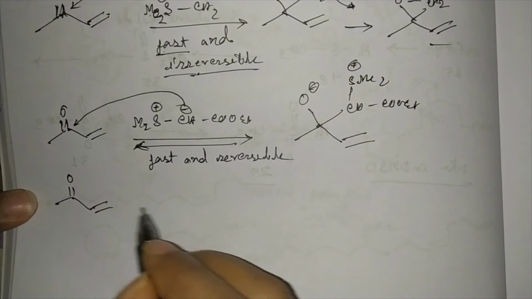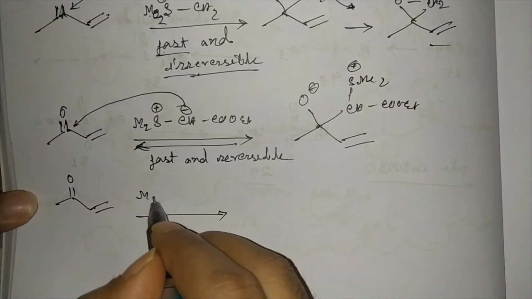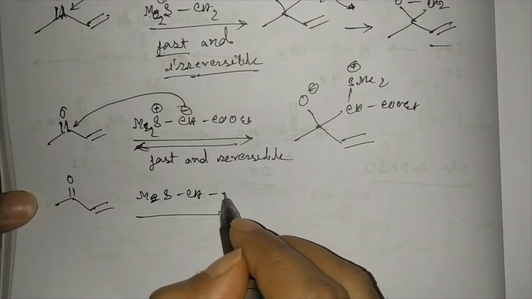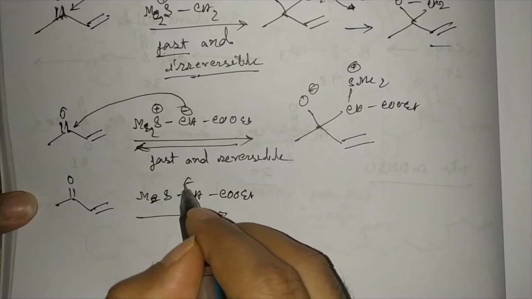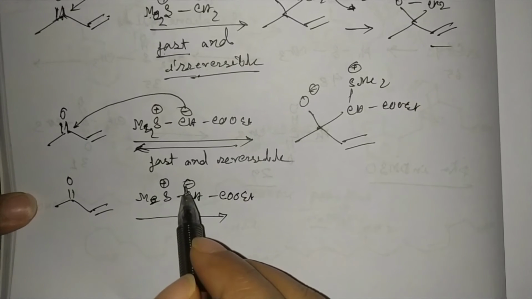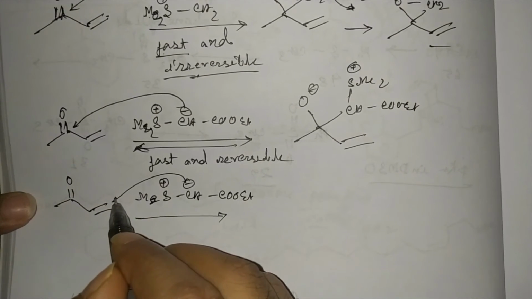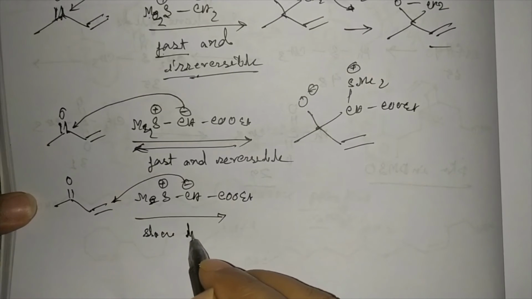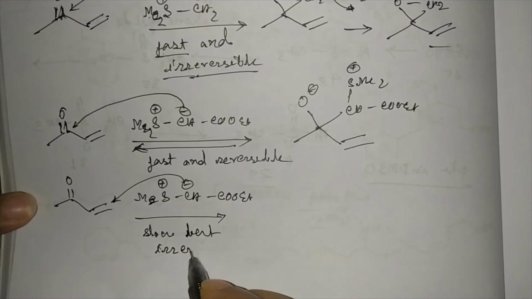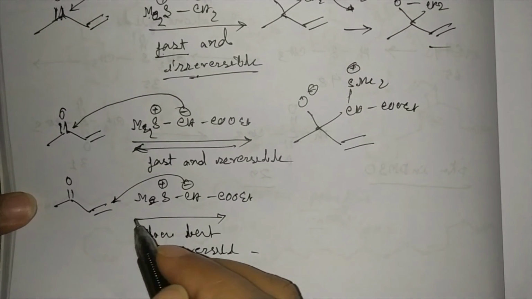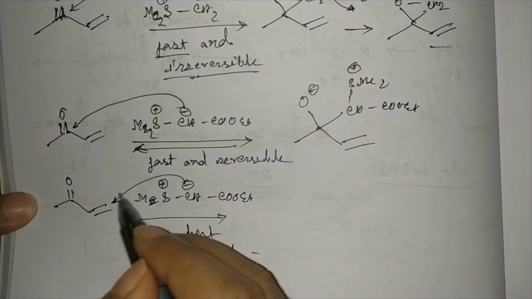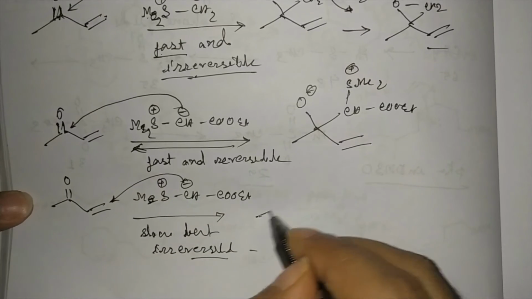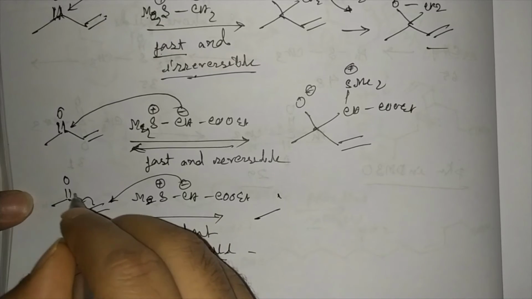if attack occurs in this position, that is 1,4 addition, then this is slow but it is irreversible. Slow but irreversible. But as it is irreversible, the ylide will be used up here and the reaction will go to completion. So here it will attack.